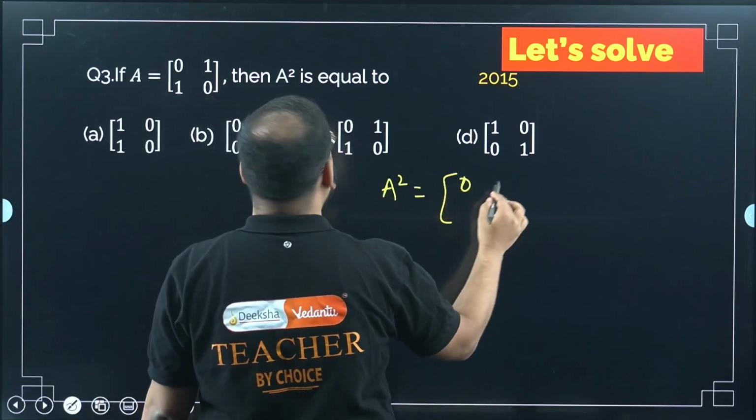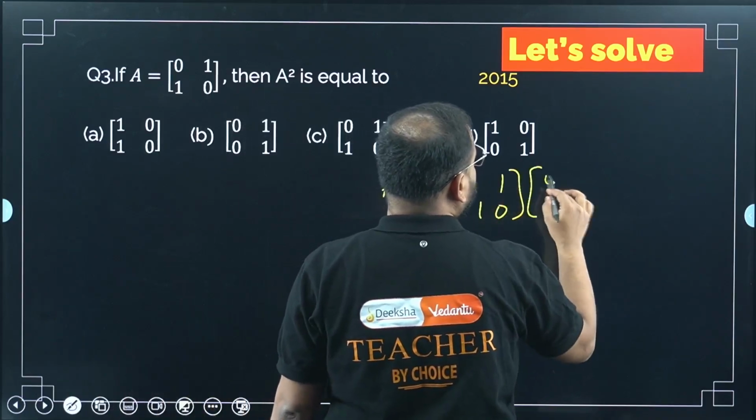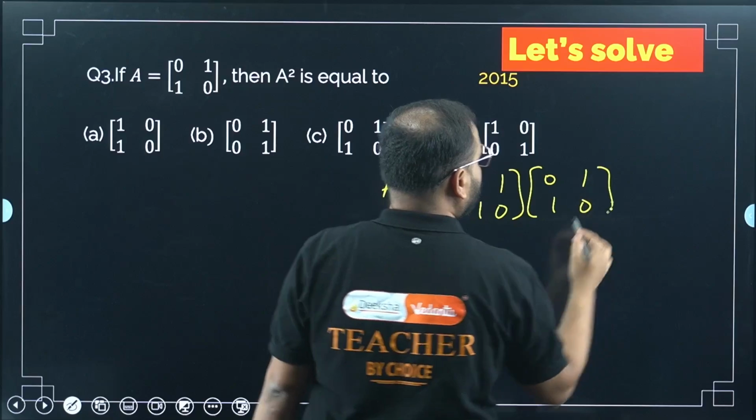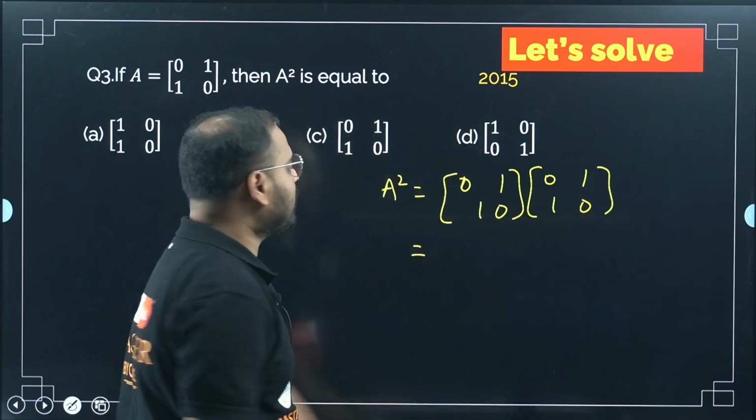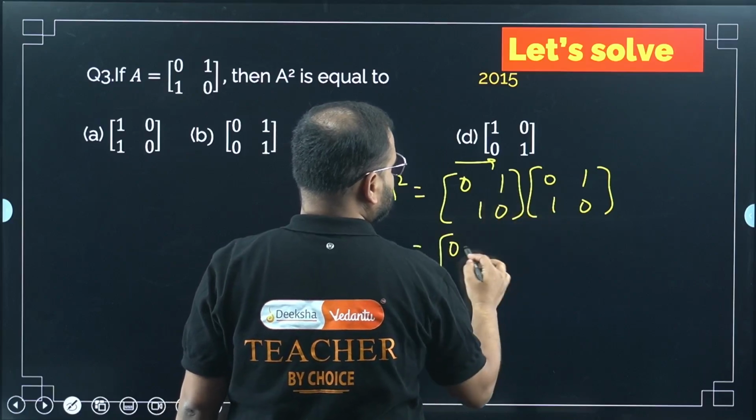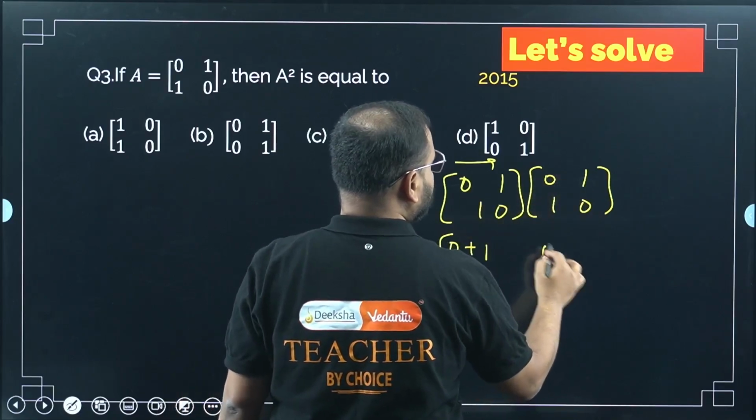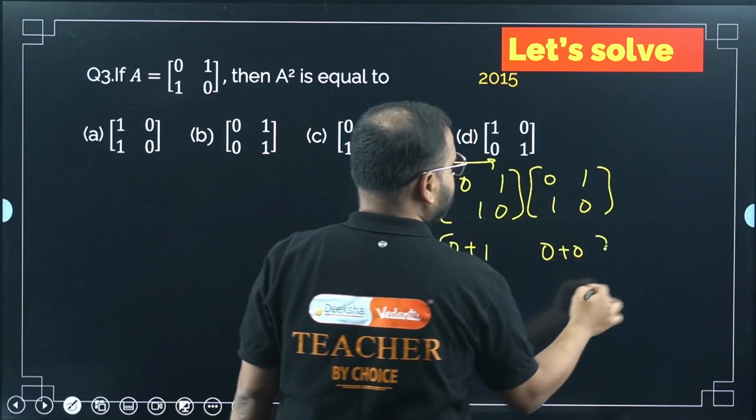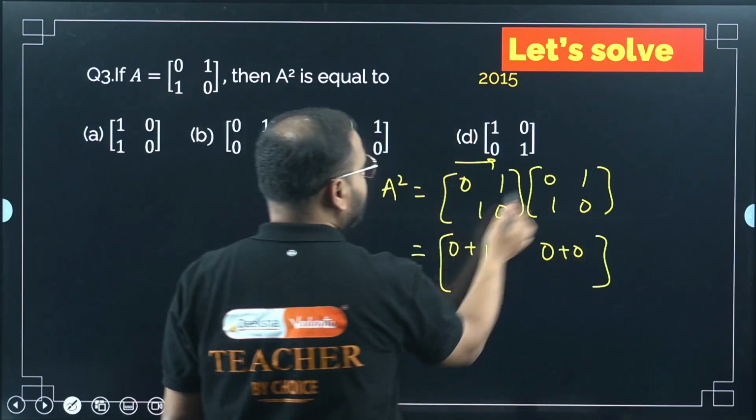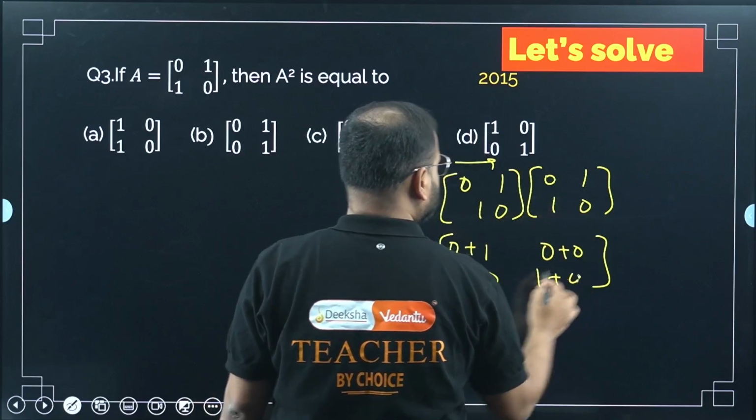It's 0, 1, 1, 0. Multiplied with the same thing, 0, 1, 1, 0. We know how to do the multiplication. Take the row with the column. So first row with first column. Please take 0 plus 1. Second, we'll take with the second column. 0 times 1 will be again 0. 1 times 0 will be again 0. Please check. I know you know the multiplication. So 1 times 0 is 0. This is also 0. 1 times 1 is 1. This is 0. What is the answer?